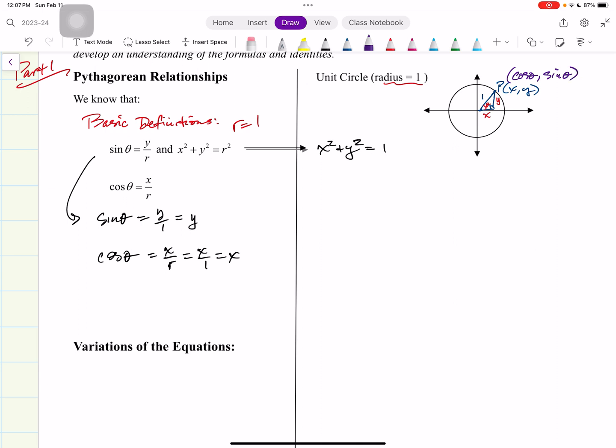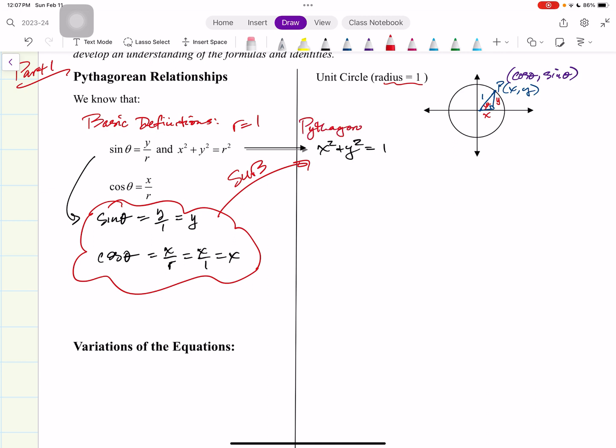But what we can do is take these definitions, y equals sine theta, x equals cosine theta, things that we already know, and sub them into this formula here, which is our Pythagorean theorem. Well, it's not the Pythagorean theorem exactly, but we're applying the Pythagorean theorem. That's what I meant to say. We're going to substitute sine theta in for y, cosine theta in for x, and see what happens.